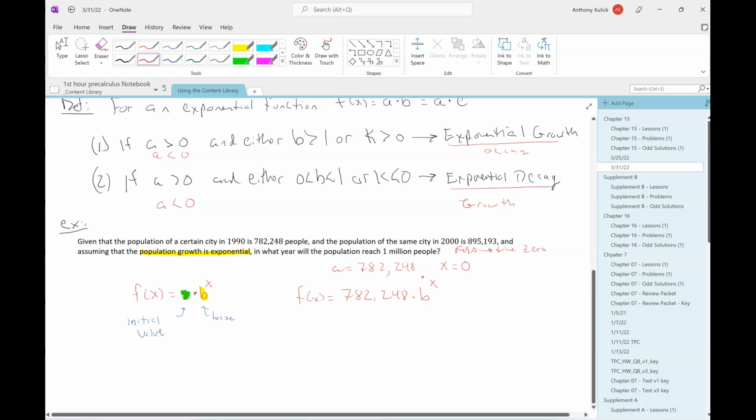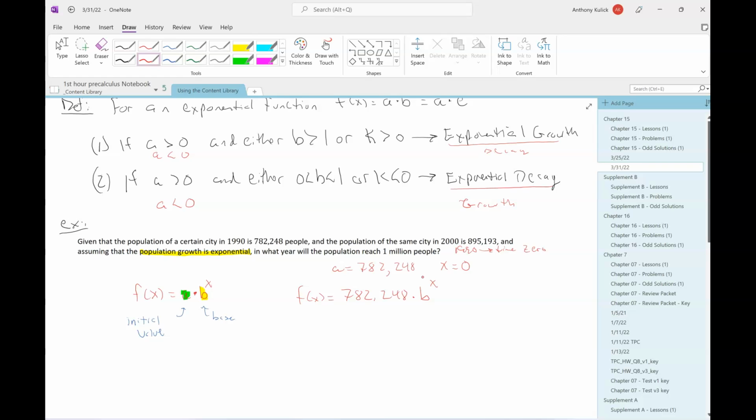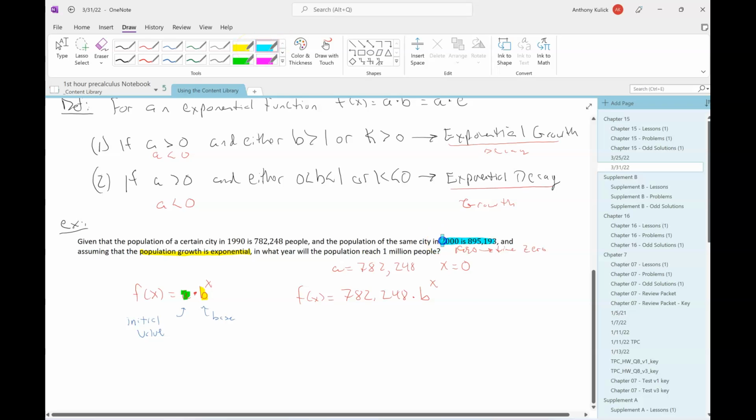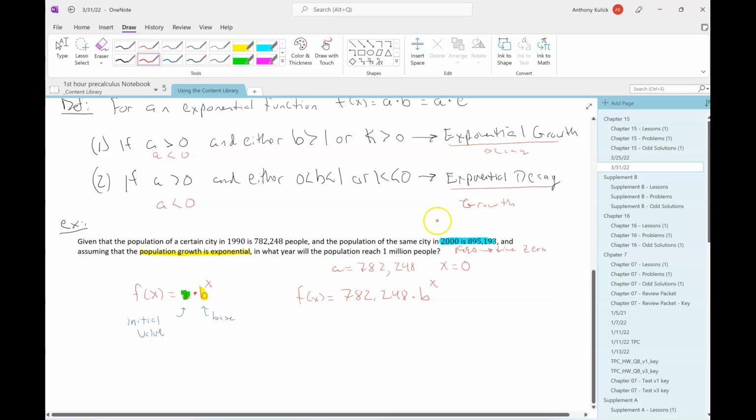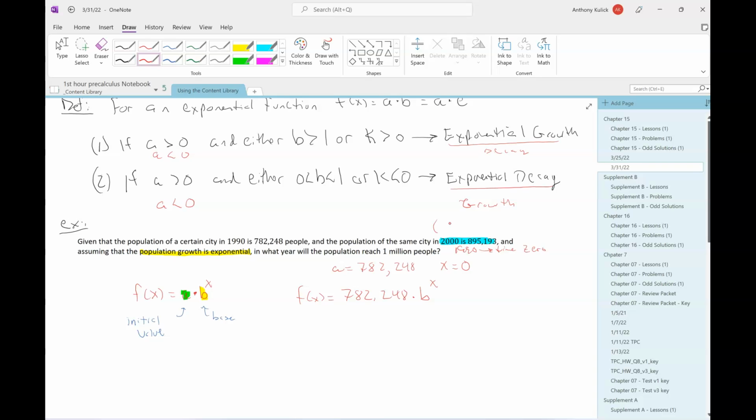So we still need to figure out B, correct? How are we going to do that? Well, we're told this. This is essentially another point, right? Where the x is going to be the time. So what would the x coordinate here be? So x is the time, so 2000.